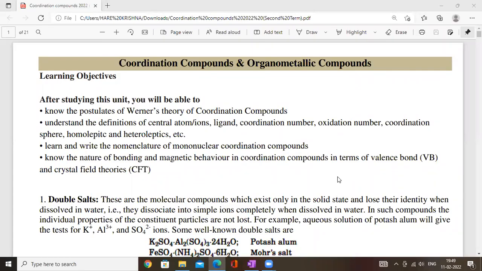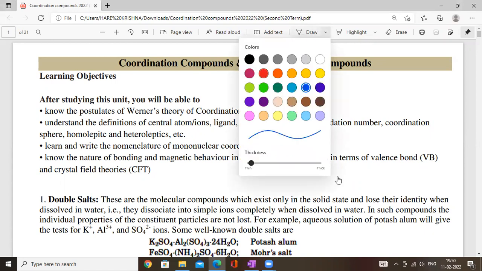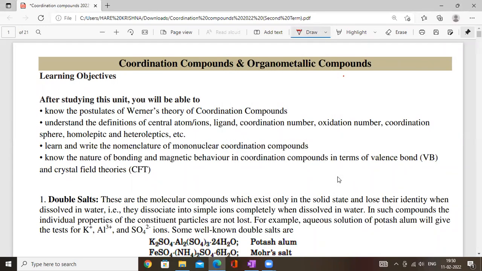We will start today with one of the topics called coordination compounds, and of course the organometallic compounds. As per the CBSE syllabus, we are supposed to take up a few definitions. So let's first take up the learning objectives of this chapter.